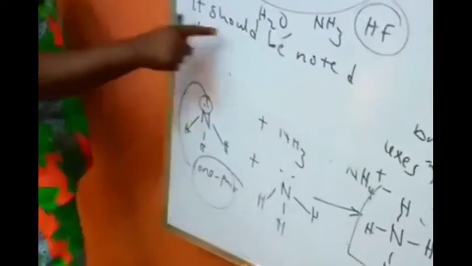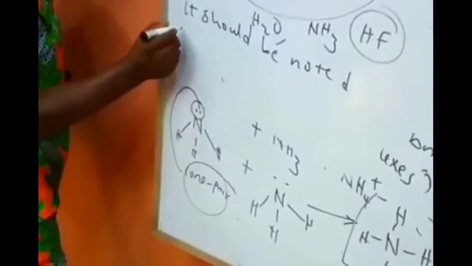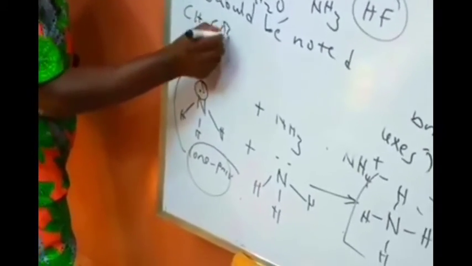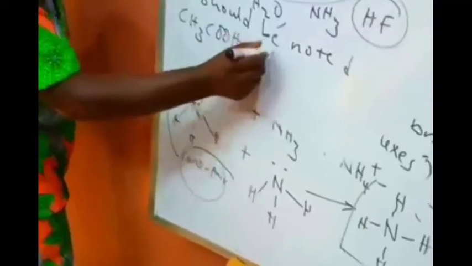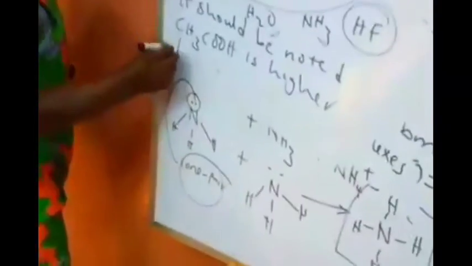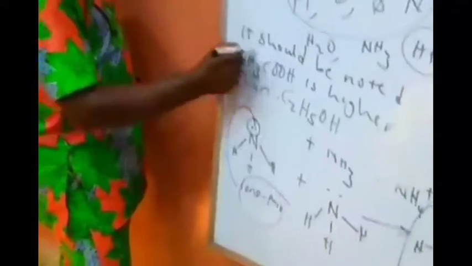It should be noted that hydrogen bonding in this is higher than this, for those on campus. Hydrogen bonding in ethanoic acid is higher than that of ethanol. Why? Because here there are two dimers being formed, dimerization. Here only one dimer. Number two, the boiling point here is higher, about 60. The boiling point here is higher than there.